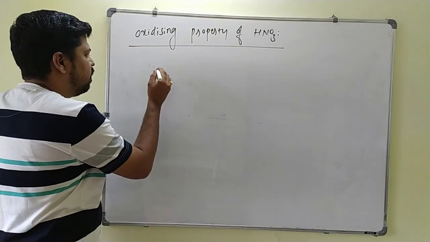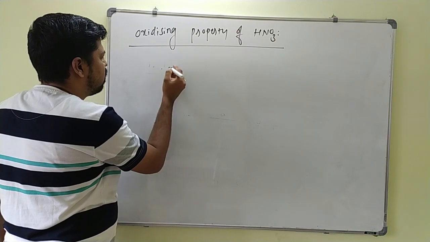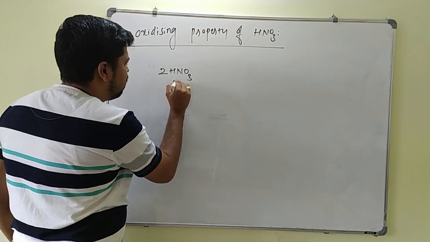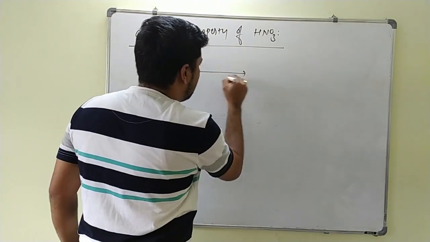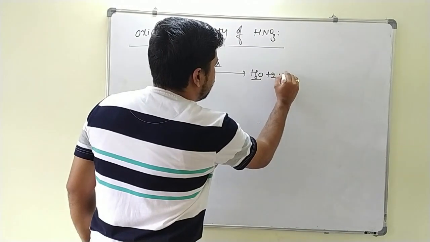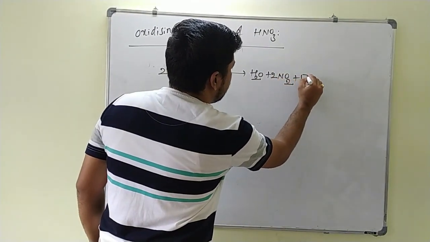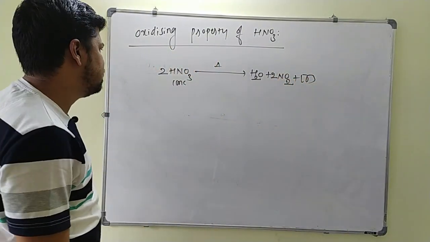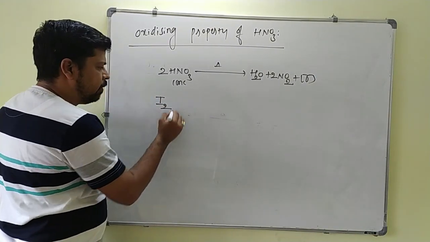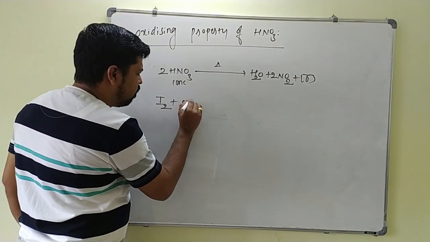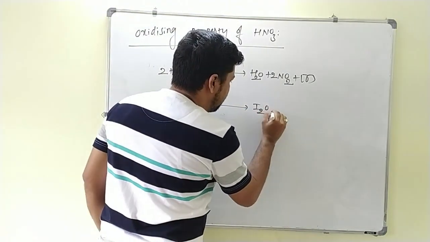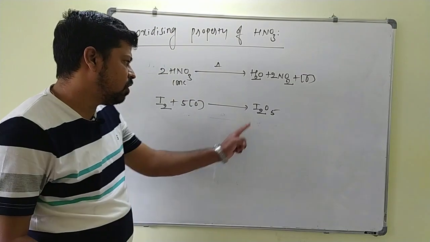Now you will take 2 times of HNO3. This is a concentrated HNO3. On decomposition, what does it give? Water molecule, 2 moles of NO2, and 1 nascent oxygen. Then this nascent oxygen reacts with what? I2. I2 combines with 5 nascent oxygen to form what here? I2O5. Okay. Already this is a non-metal oxide.